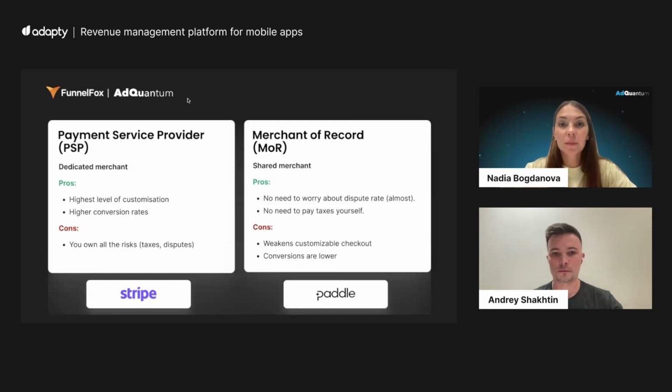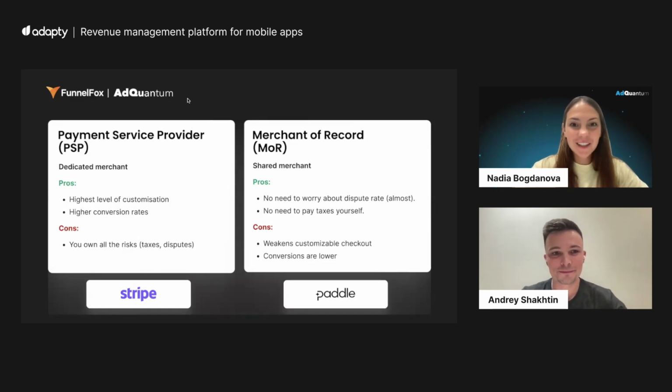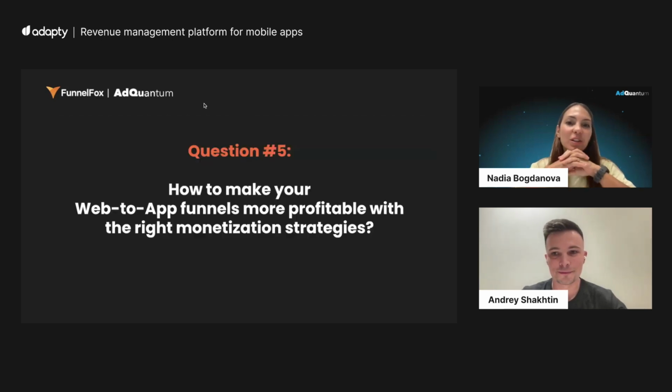But if you launch campaigns and your product exists in Latam countries or Asian countries, you should also consider some local payment providers, because users there can use different payment methods, and you should think about it because you should care about your users. So I think we covered this question, and we can move to the fifth question. It's actually the last one.